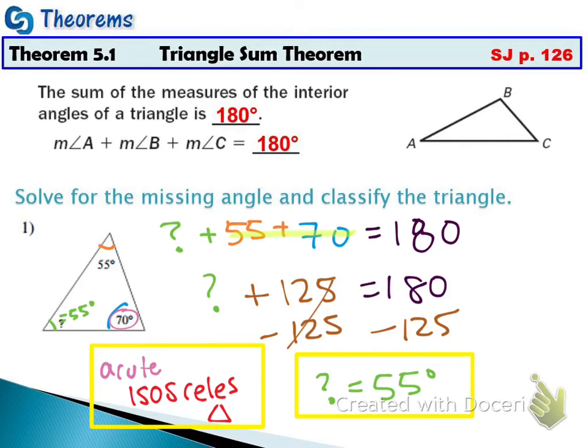So even though we don't know the lengths, we know 2 of the angles are congruent, which means 2 of the sides are congruent. When you're ready, we can turn the page.